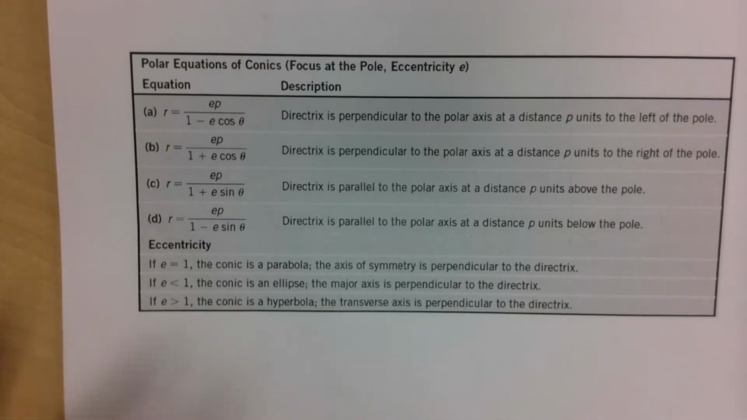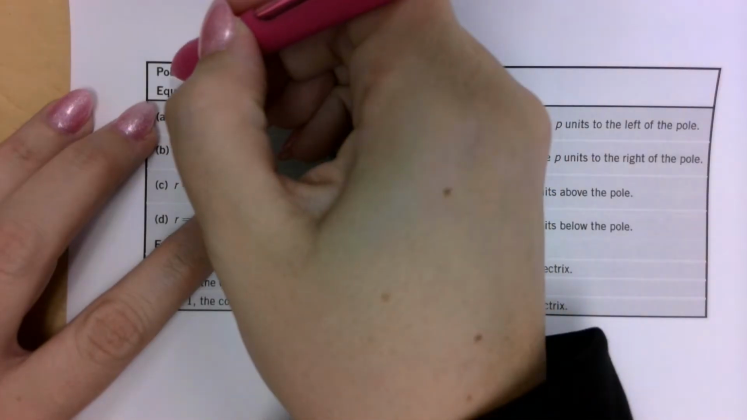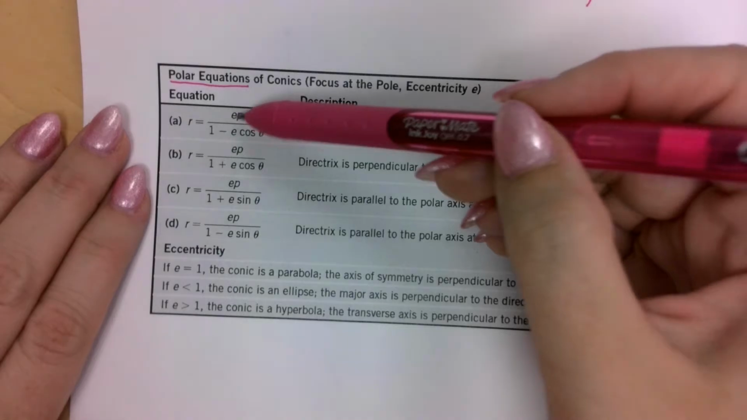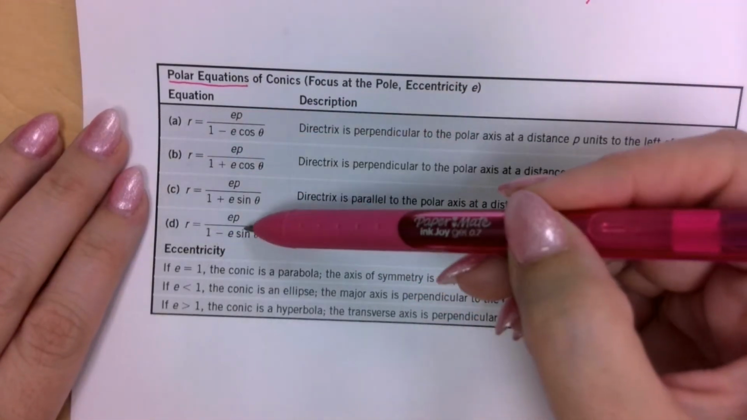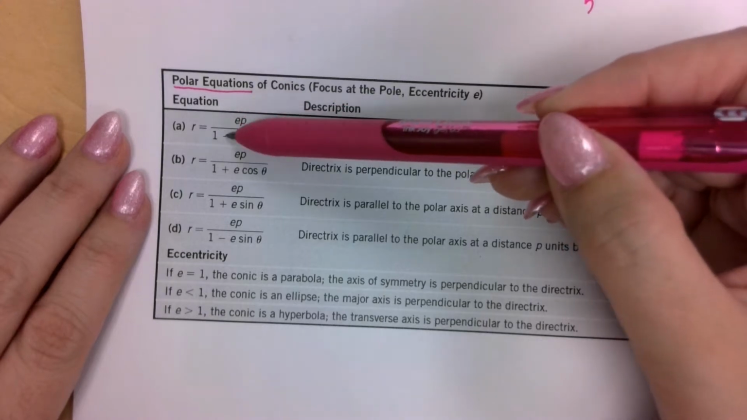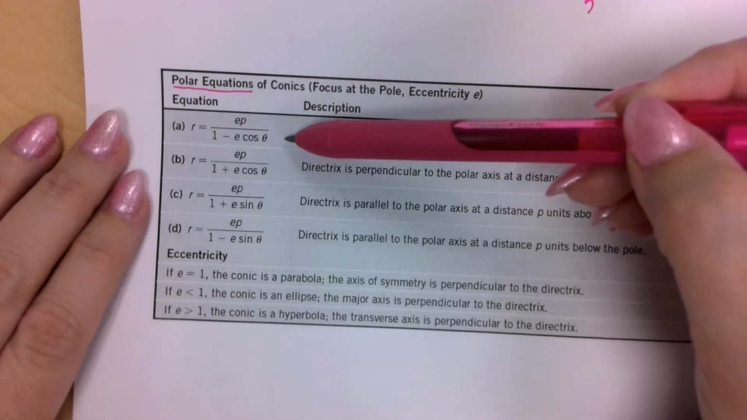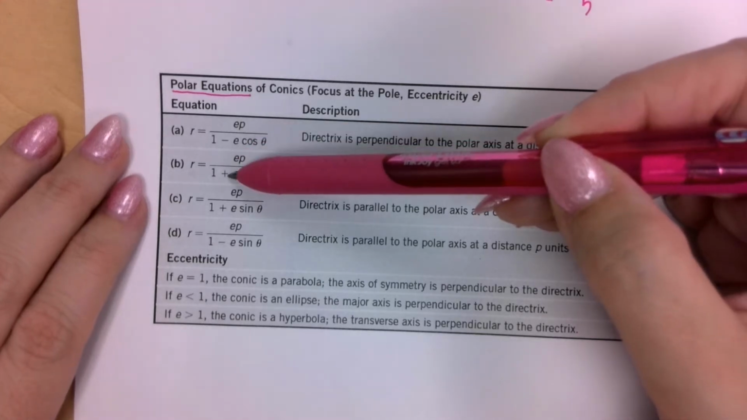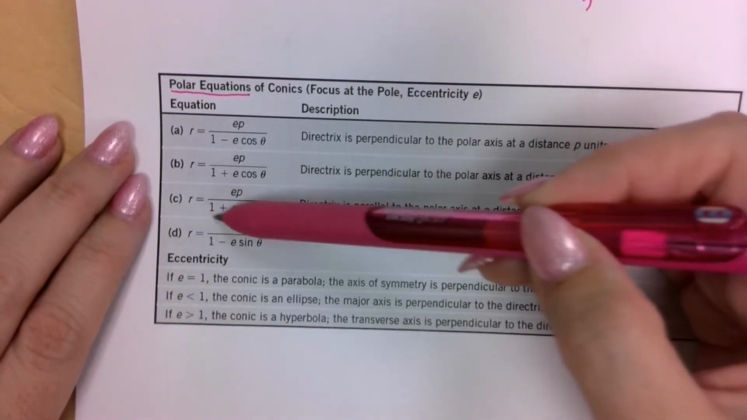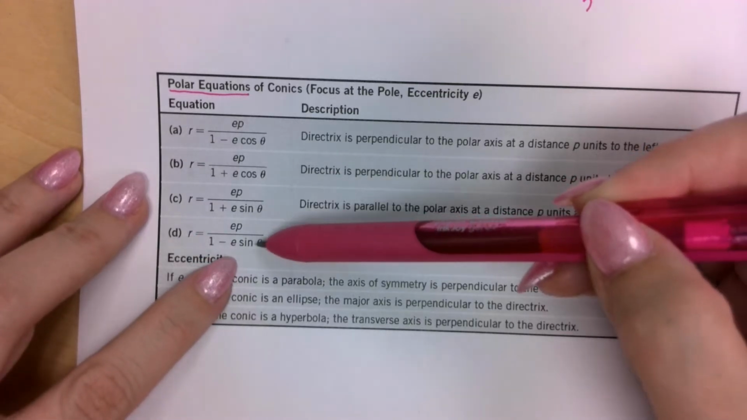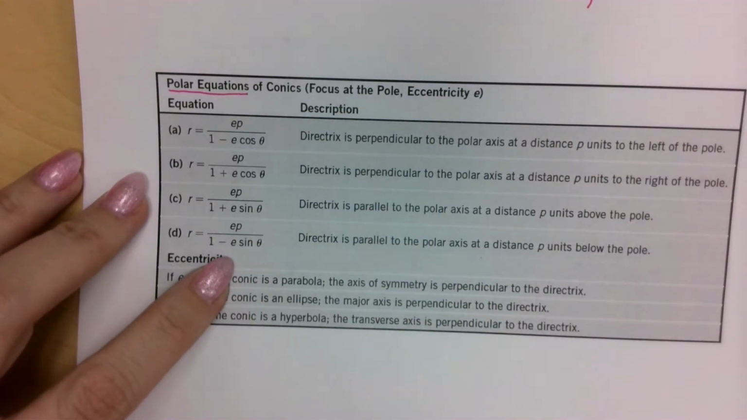Now down here we're talking about our polar equations of conics. Our polar equations are going to look like one of these 4. We have our eccentricity times P over 1 minus our eccentricity cosine of theta. We can have this exact same equation but with an addition sign. We could have this exact same equation but with sine, and then also sine but with a subtraction symbol.